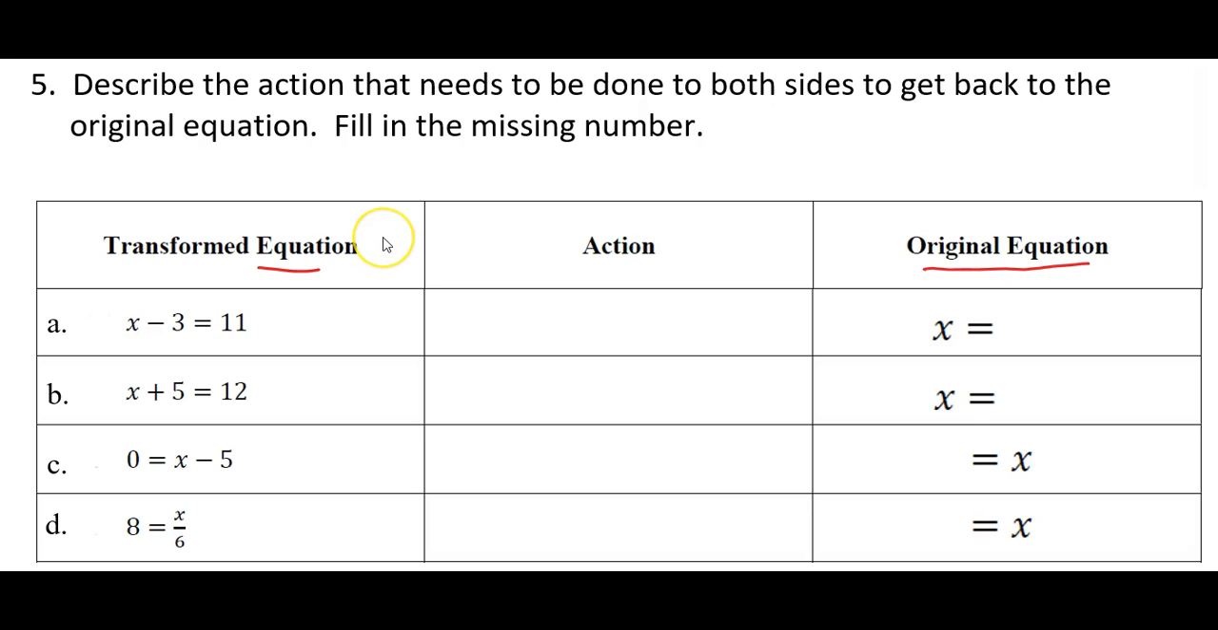Another way to look at this is I need to get my variable, my x, by itself. The question I need to ask myself is, if I started with just x, how did I change that equation? Well, here I subtracted 3 from the x, which means I subtracted 3 from the other side as well. So to get it back to its original form, I have to add 3. Because I changed it by subtracting 3, to get it back, I need to add 3. So I'll write that down. We're going to add 3 to both sides.